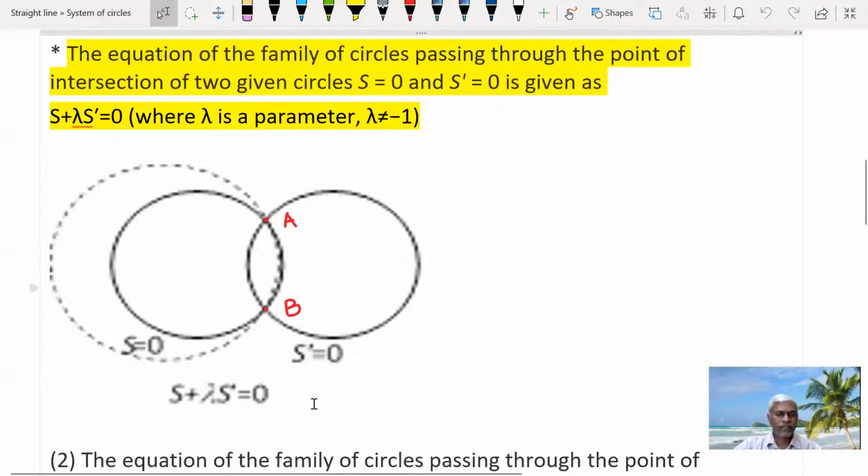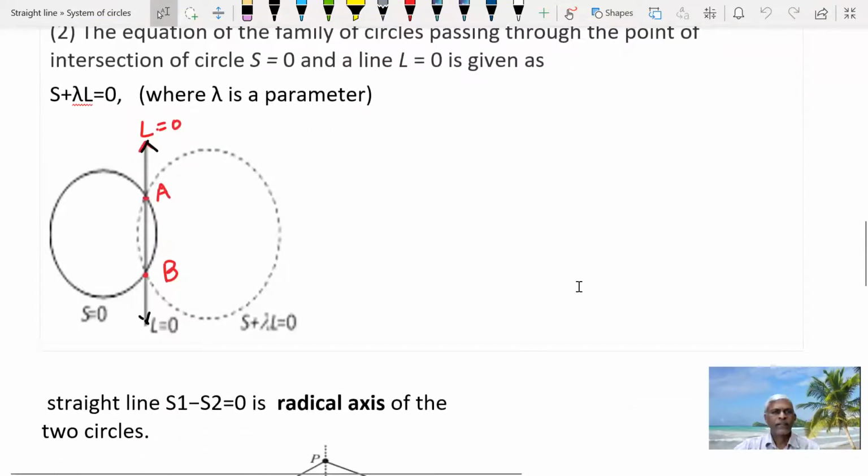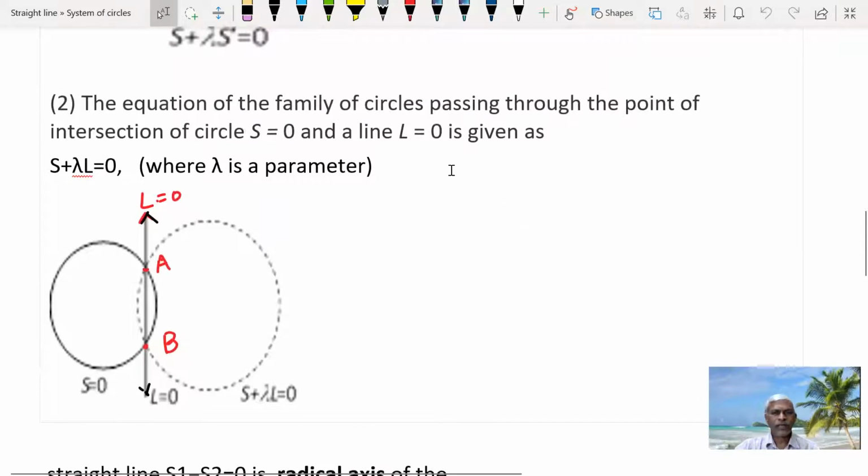Any circle passing through the points of intersection of these two circles is s plus lambda s dash is equal to 0. The equation of the family of circles passing through the point of intersection of circle s is equal to 0 and line L is equal to 0 is given as s plus lambda L is equal to 0, where lambda is a parameter.